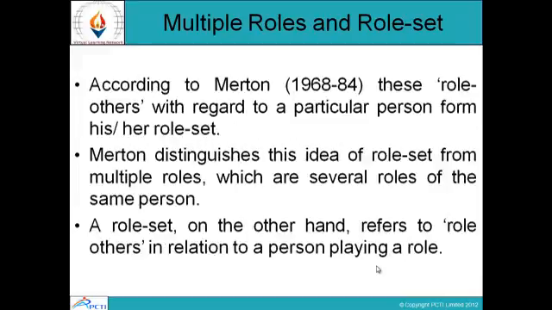According to Merton, these role others with regard to a particular person form his or her role set. Merton distinguishes this idea of role set from multiple roles, which are several roles of the same person. A role set, on the other hand, refers to role others in relation to a person playing a role.